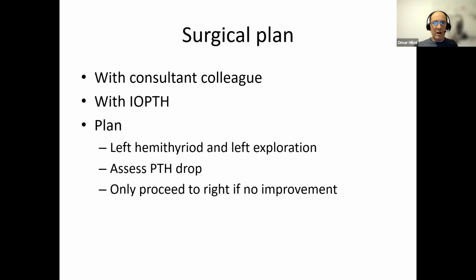Definitely. So I got a consultant colleague in because if you're going back in, it could be a difficult case. She was a large lady. I wanted a safe pair of hands to work with. I was going to use IOPTH. I still felt that with the left hemithyroid we might be dealing with intrathyroidal disease, and I take on board what Saba said over the initial surgery. Maybe I should have done a hemithyroidectomy at the same time. Planning on exploring the left-hand side first of all. If, having removed the hemithyroid, I didn't see an obvious parathyroid, the plan was to then assess a drop and only proceed to the right if no improvement.